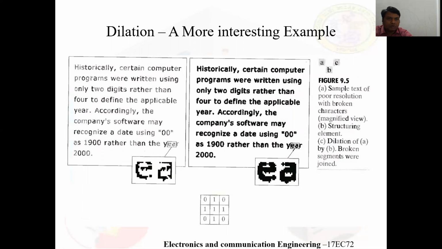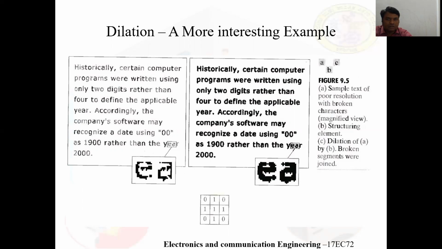Historically, certain computer programs were written using only two digits rather than four to define the applicable year. Accordingly, the company's software may recognize the date using 00 as 1900 rather than the year 2000.